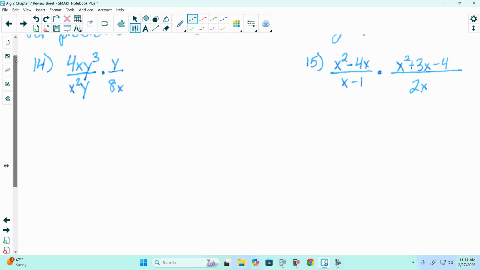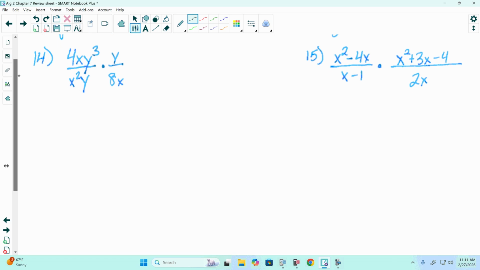Perform the given operation with monomials. If we don't have any addition or subtraction like number 14, multiply like terms on top and bottom, then simplify. 15, since we do have those addition, subtraction, we have those polynomials, factor first, then multiply.